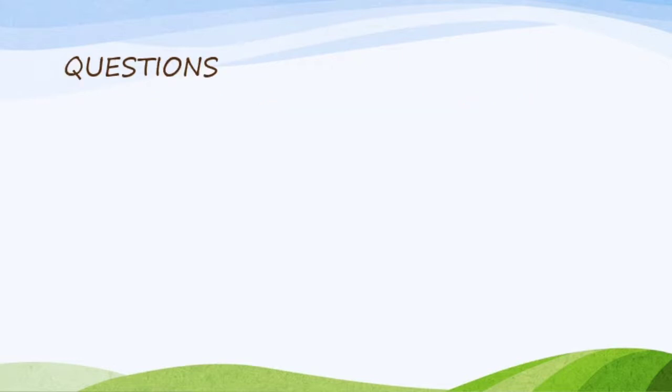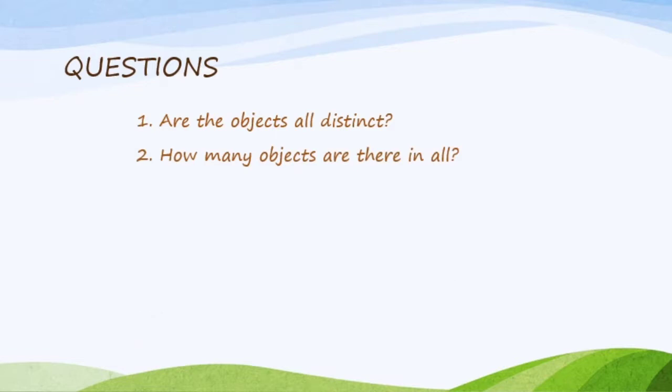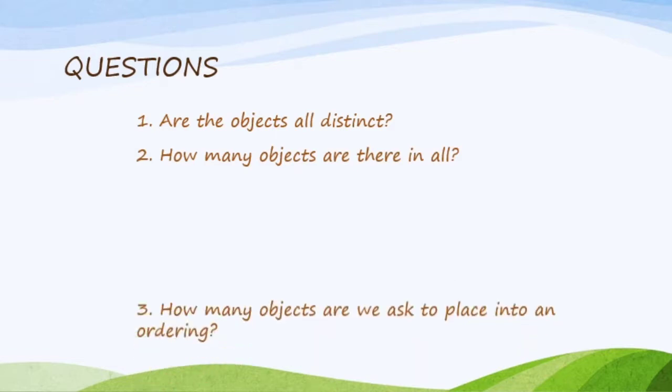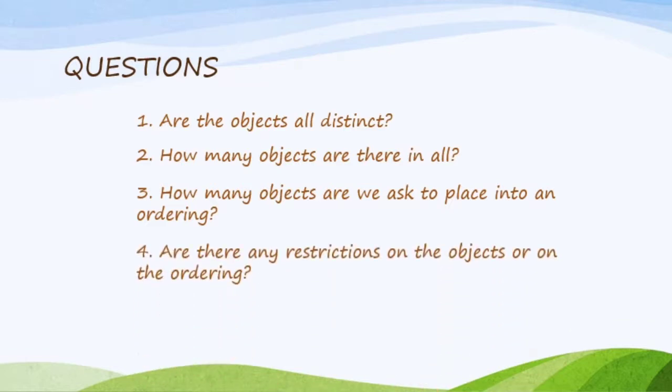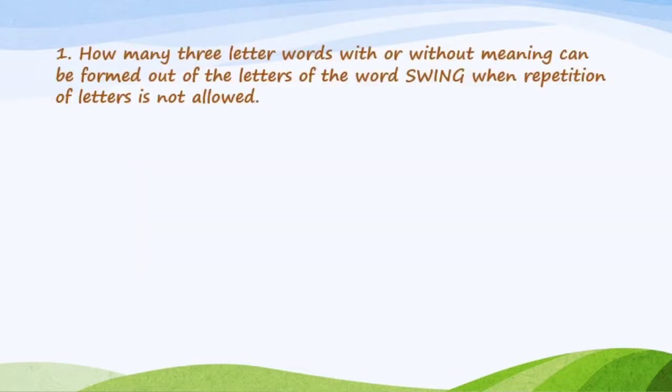Here are some questions that will help us to decide which techniques or formula should be applied, and it is also easier for us to solve the given problem. First, are the objects all distinct? Second, how many objects are there in all? Third, how many objects are we asked to place into an ordering? Fourth, are there any restrictions on the objects or on the ordering?